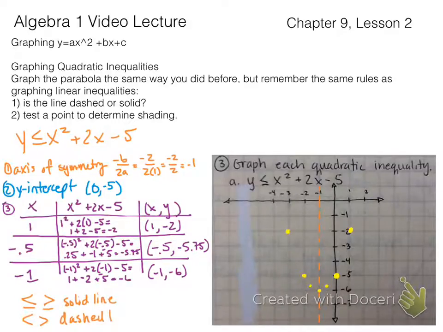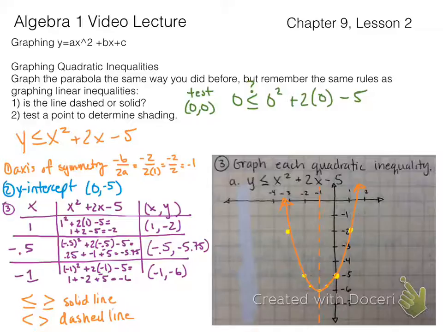And remember, a solid line is less than or equal to or greater than or equal to, and the dashed line is less than or greater than. And draw on my lines, there they are. Now to test a point. Whenever you have an inequality, you have to test a point. You have to shade. There is no way around that.